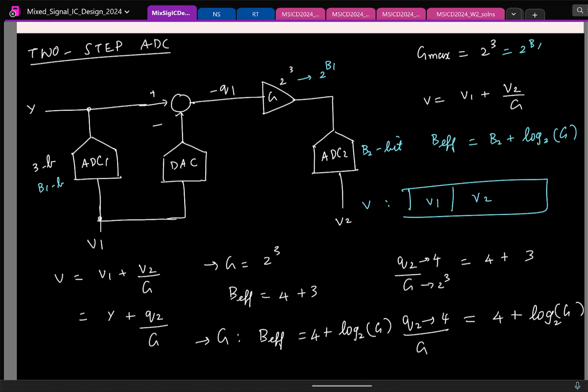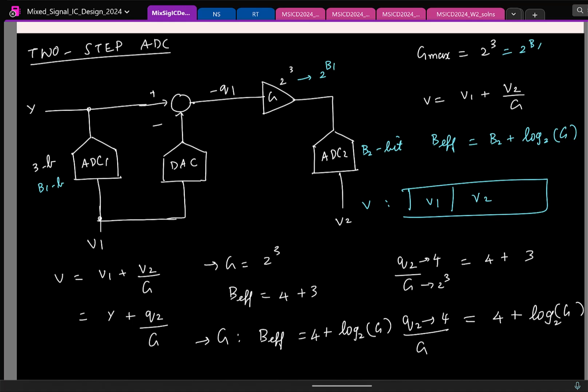And the way we reconstruct the final output is the following. We take the first ADC output and add it to the second ADC output divided by the gain we have in the previous stage. If you choose this gain to be the maximum value, then even the addition becomes trivial. You just take the two ADC outputs, concatenate them, and that is the final data, right? And this is the effective resolution you have: it is essentially the resolution of the last stage plus log to the base 2 of the gain you have here.